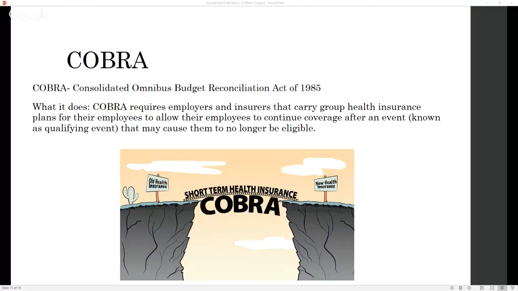So Consolidated Omnibus, I think I'm saying that right, Budget Reconciliation Act of 1985. What COBRA does is essentially require employers that carry group health insurance to allow continuance of that coverage for employees that have been terminated or for some reason no longer qualify for the terms needed to be under that insurance, also known as a qualifying event, and we'll get onto that on the next slide. So next slide, please.